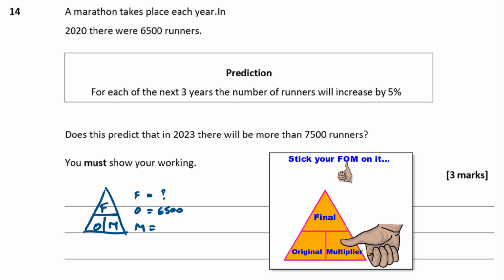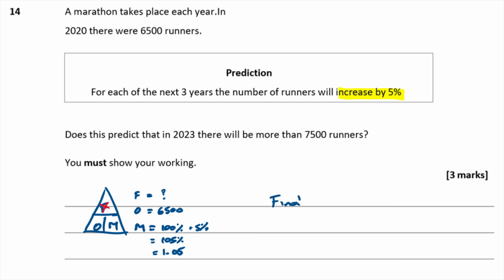Multiplier, now it's an increase of 5%. So if I've got 100% and I add on 5%, that gives me 105%, which as a multiplier is 1.05. So M is 1.05. Okay, so then covering up the thing I want to find, the final, it tells me what to do with the other two things. Stick my thumb on the F, tells me that final equals original times multiplier. Okay, now we've got compound interest here, or growth. So there's one addition to this.